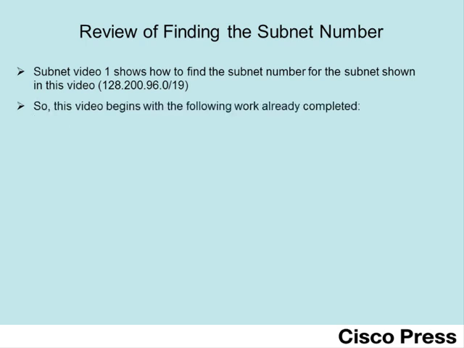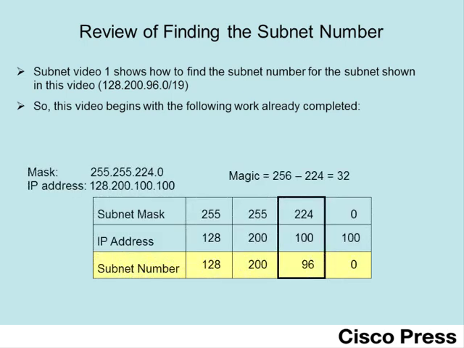So as a review from back in subnet video 1, we started with an IP address and calculated that subnet number you see on the screen here. To do that, we did the kind of work you see at the bottom of the screen. We built a table. We identified the third octet as the interesting octet. We identified the subnet mask value of 224 and the magic number value of 256 minus 224, or 32.